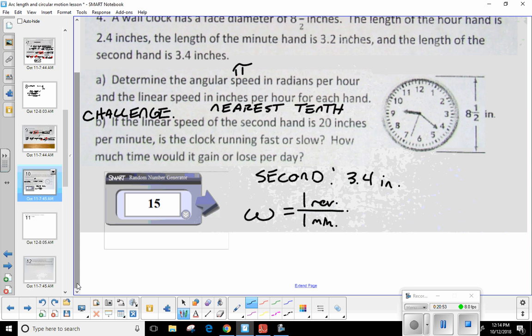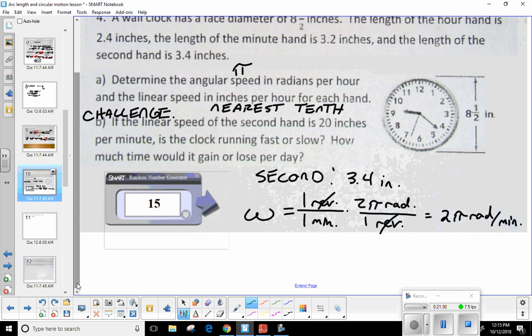Okay. Now what? Okay. Times 2 pi radians over 1 revolution. Okay. Now what? Okay. Revolutions are going to cancel. So it looks like we have 2 pi radians in 1 minute. And that makes sense. Remember, going the full circle in radians is 2 pi, and it only takes 1 minute to do a revolution. So there's my angular velocity.